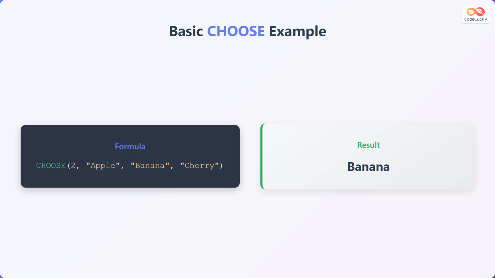Let's look at a basic example. If we use the formula CHOOSE(2, "apple", "banana", "cherry"), the CHOOSE function will return the value banana. This is because we specified the index number as 2, which corresponds to the second value in the list: apple, banana, and cherry.